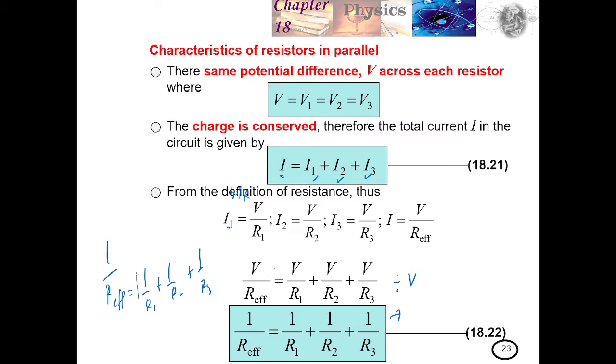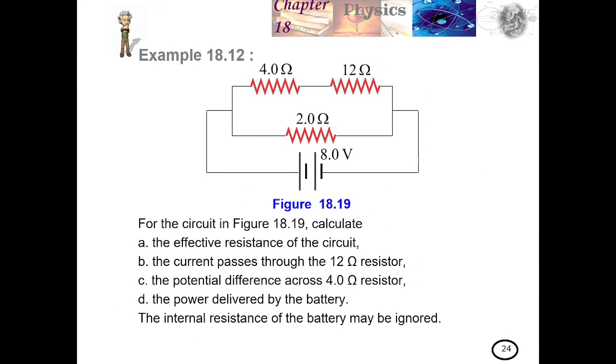When you combine all the resistors in the circuit, you have to flip it. So 1 over R effective equals 1 over R1 plus 1 over R2 plus 1 over R3. Okay, so you have to flip the answer to get the R effective, sorry. So let's say we have an example here, example 18.12.